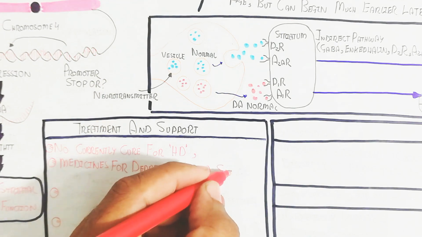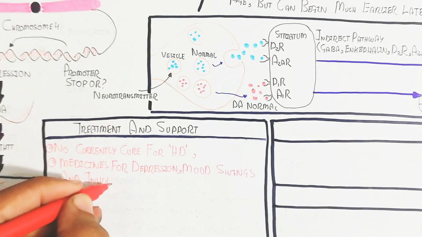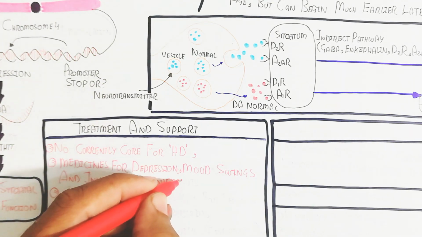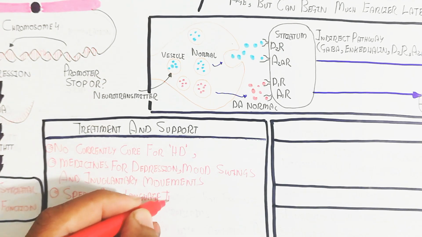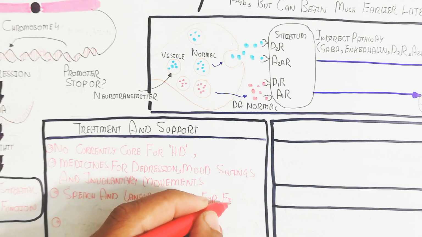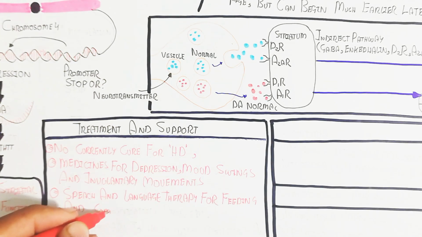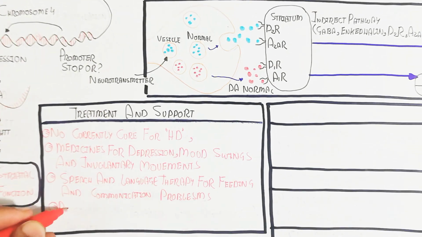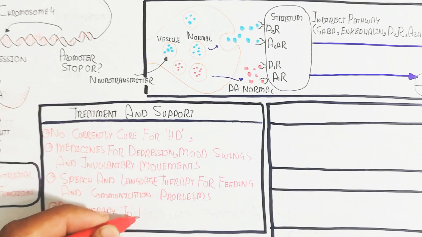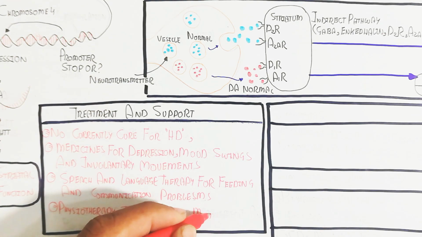There is currently no cure for HD, but medicines for depression, mood swings, and involuntary movement control can be used. Speech and language therapy is for feeding and communication problems, and physiotherapy helps with movement and balance.